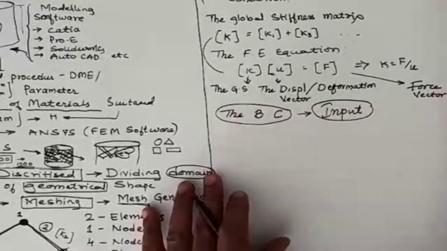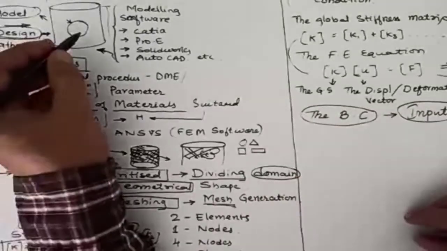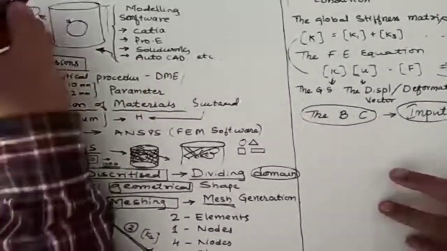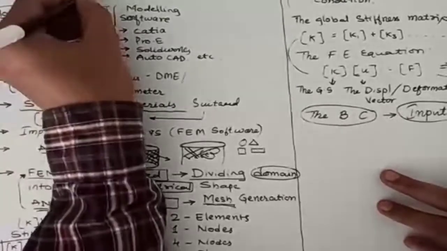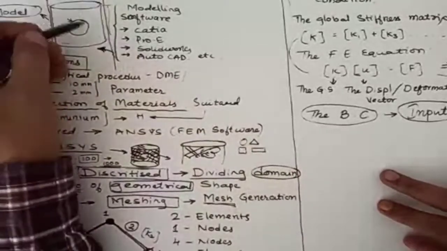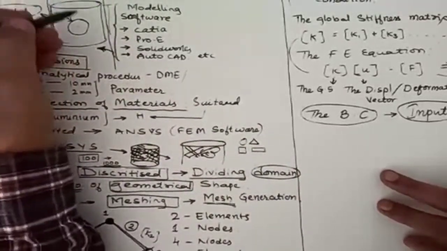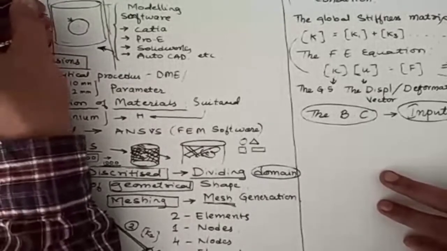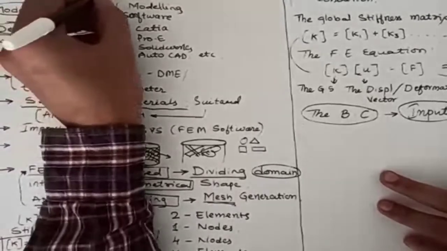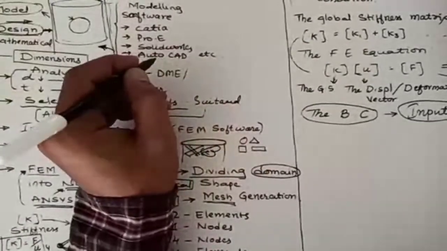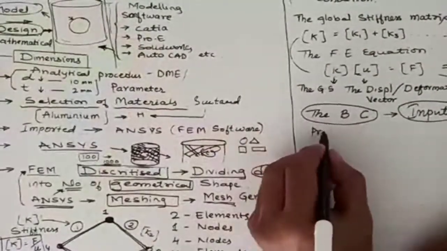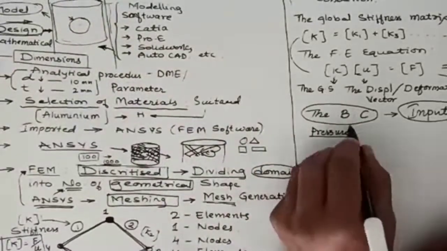Suppose you have a piston here, right? So on the piston, what will be the boundary conditions? For example, the piston will reciprocate in the cylinder, right? Many of you know the working conditions of the piston. To make the reciprocation, we require some fluid pressure. So pressure will be considered. How much pressure you want to apply on the piston is the input. It will be the boundary condition.